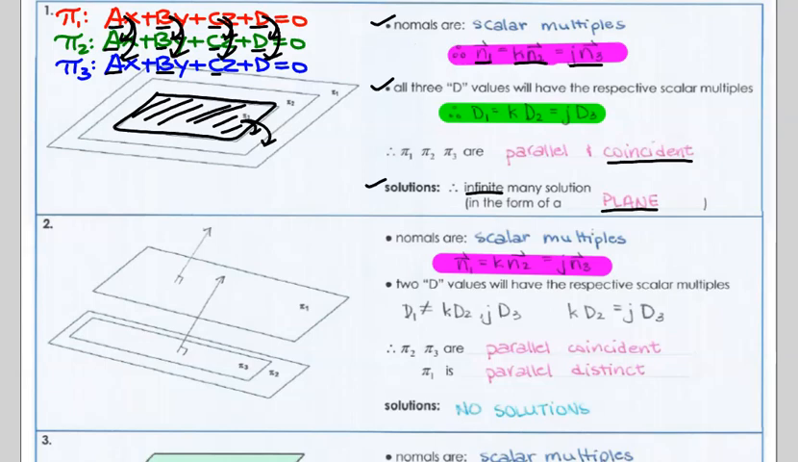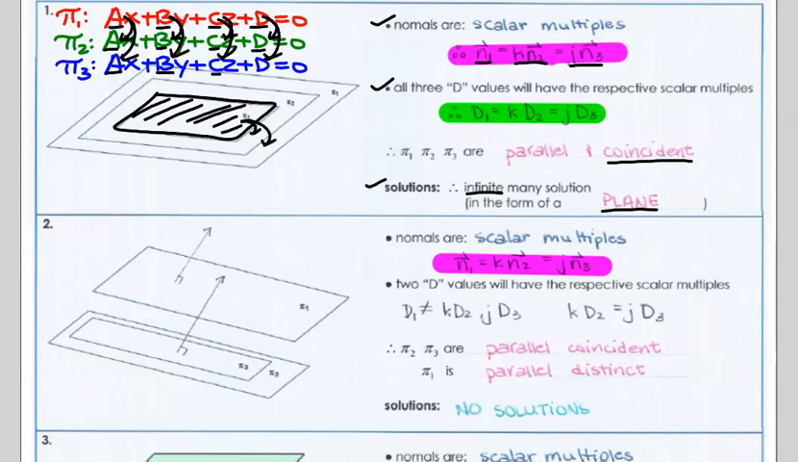Your answer, if you were to go through the entire process, all of the math, should look like ax plus by plus cz plus d equals 0, the equation of a plane. So your answer should not be a point of intersection. Do you get what I'm saying?